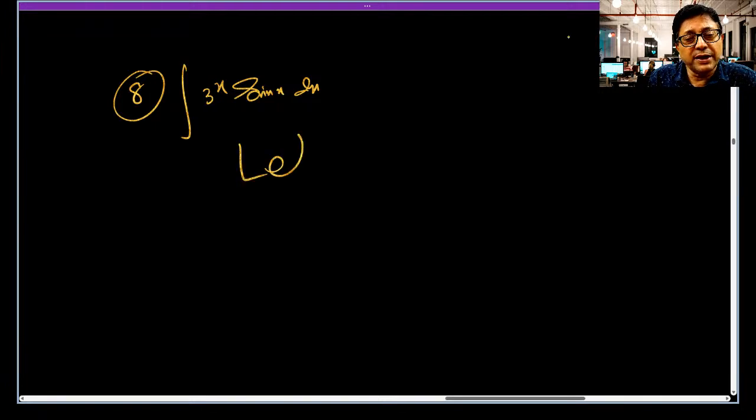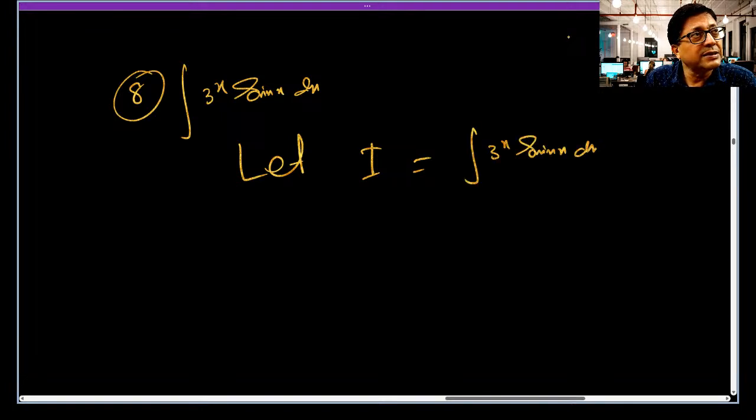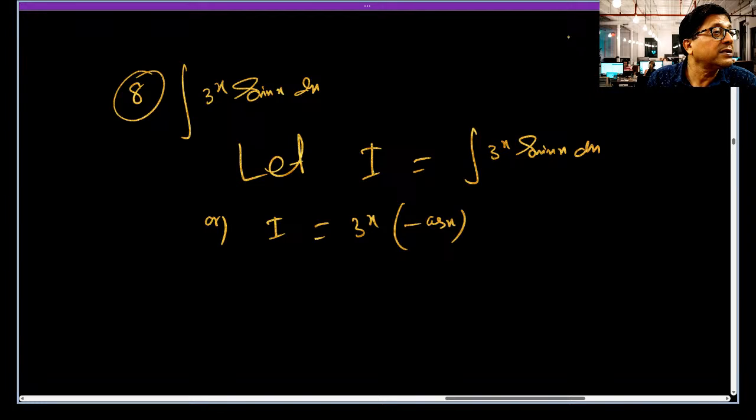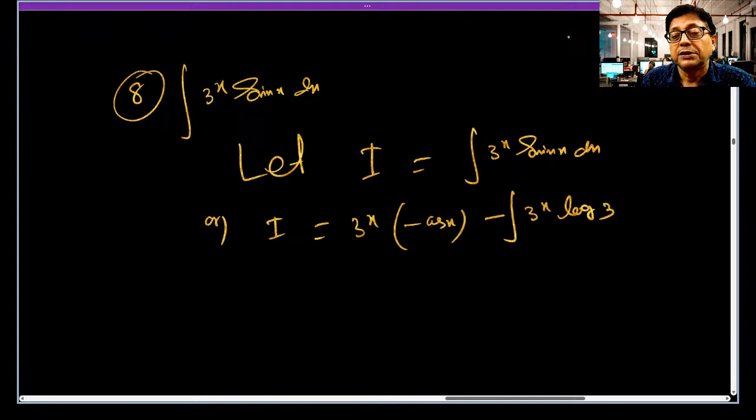So start this way, let I equal to 3 to the power x sin x dx. I am taking this one first, like the previous one. Sin x integration is minus cos x, minus derivative of 3 to the power x, 3 to the power x log 3. Clear?